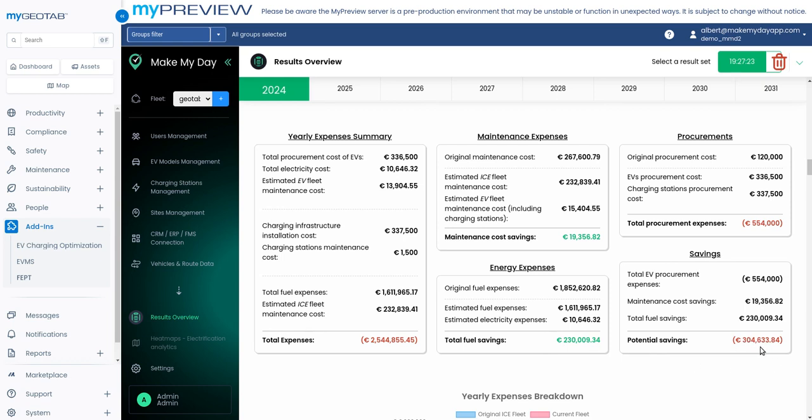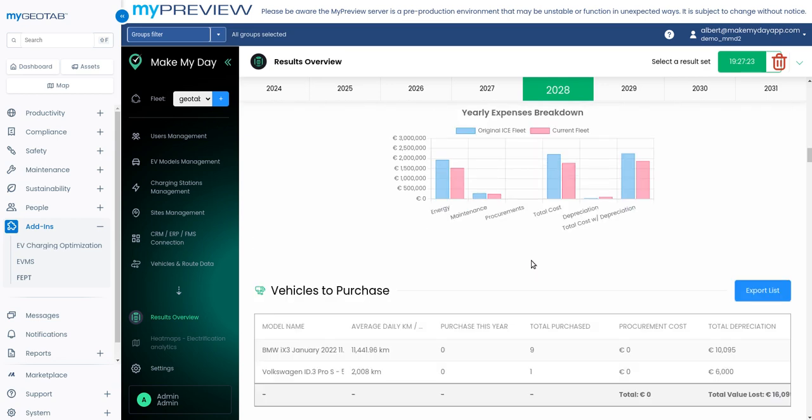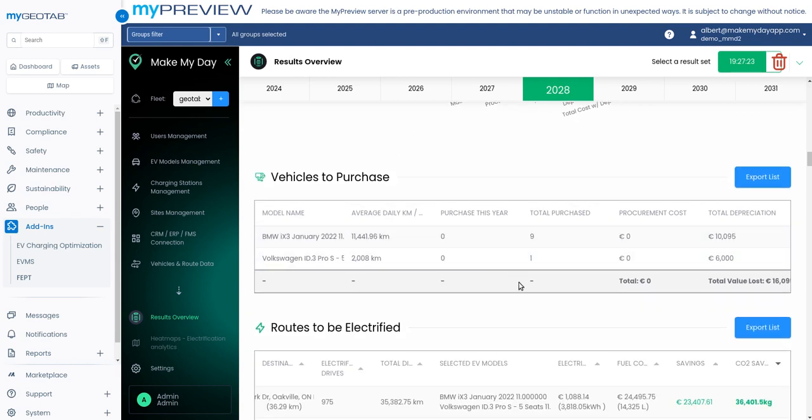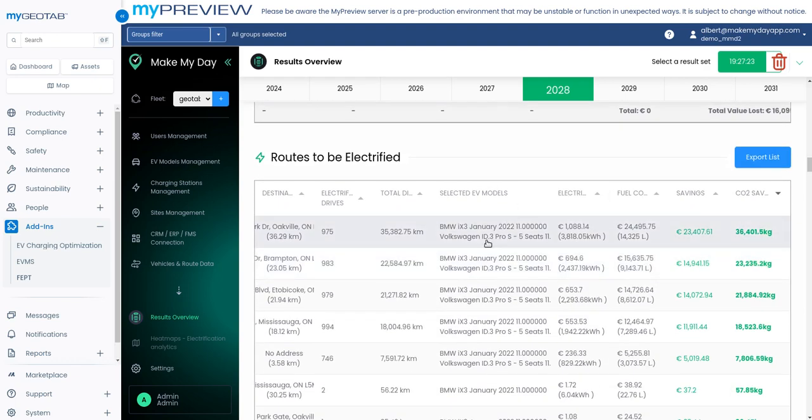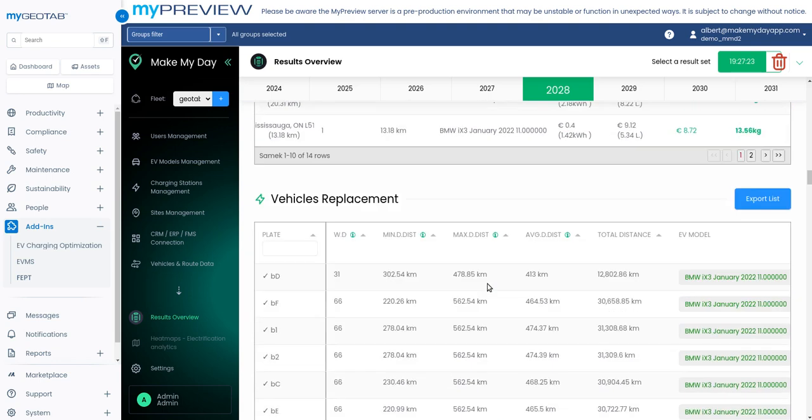The total is still in minus because we use procurement and we purchase new electric vehicles, but if we jump to 2028, we can see that we can already have a potential saving this year of 434,000 euros. We then go on to understand which vehicles we offer to purchase from analyzing the different types of models that we offered, and we go on to understand the different routes that are going to be electrified using those electric vehicles.